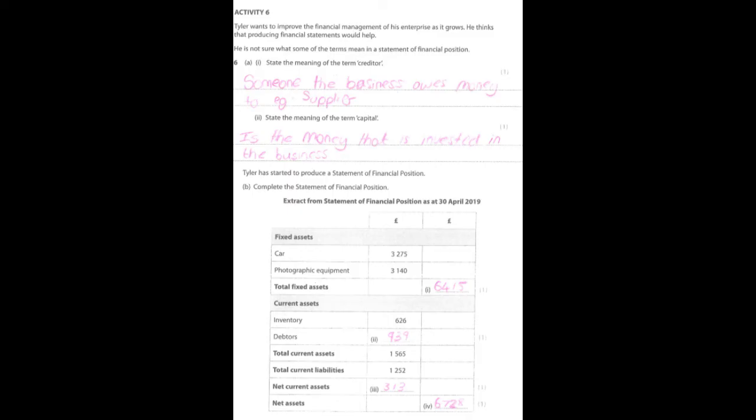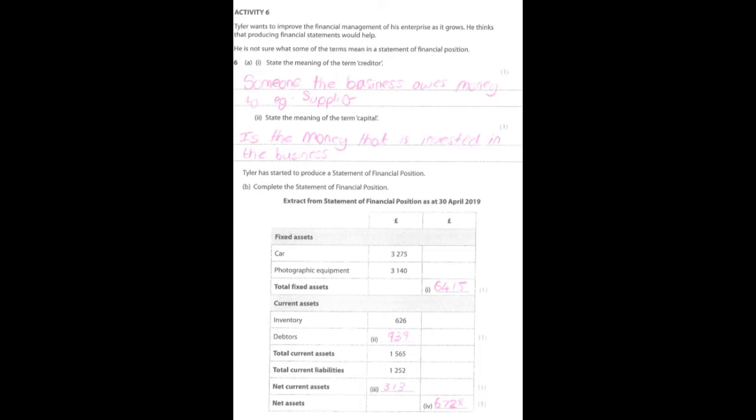So this next set of questions in Activity 6 is starting to look at the financial documents when it comes to your statement of financial position. As you can see in question 6a, the first question is a state question. So very simply, you just need to say what is meant by the term creditor. So you need to be aware that a creditor is somebody who owes a business money. And you may give an example like a supplier.